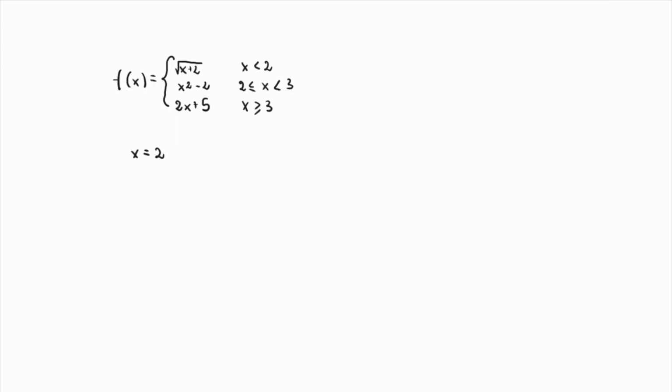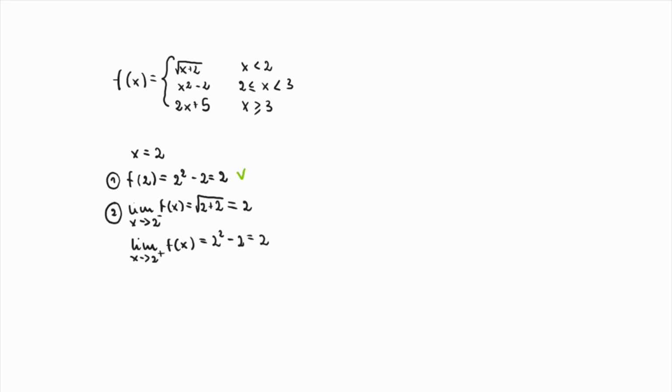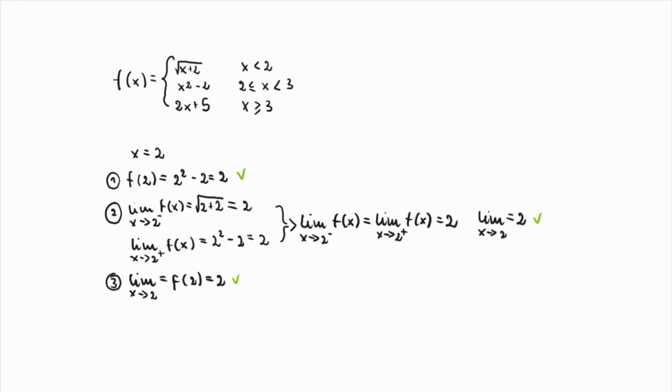Let's check if the second function is continuous at x equals 2. First, we check that f of 2 equals 2, which is a real number. That means that the function is defined at x equals 2. Next, we calculate the left-hand limit as x approaches 2, which equals 2. Then we see that the right-hand limit also equals 2. The left and right-hand limits are equal, which means that the limit as x approaches 2 exists and equals 2. Lastly, we check that the limit as x approaches 2 and the value of the function at 2 both equal 2, which means that the function is continuous at x equals 2.